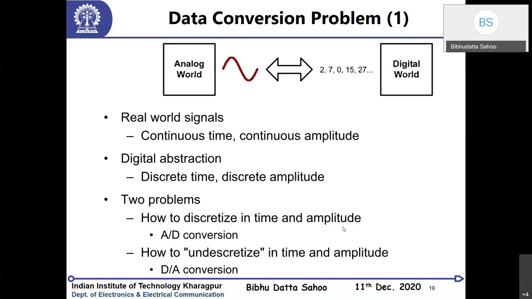Discrete time signal processing has a time index, and digital signal processing has a sample index. There is no concept of time at that point. It is samples, inputs. Now, how to discretize in time and amplitude? That is an ADC problem, analog to digital conversion. And how to undiscretize in time and amplitude when we have to go from the digital world back to the analog world? You have the D2A conversion.